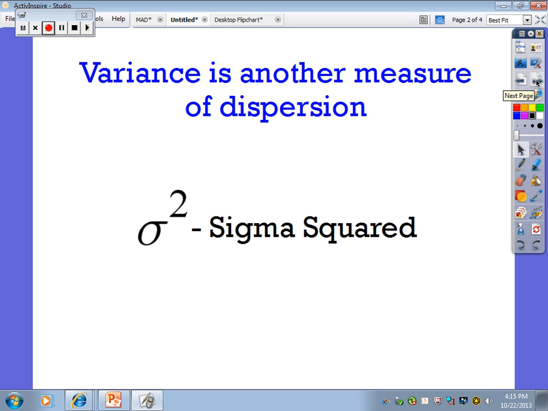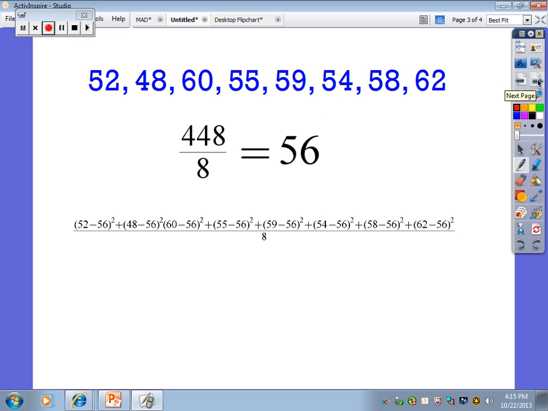Alright, so variance is another measure of dispersion. We use this symbol here, and that is read as sigma squared. Alright, sigma squared. So that is how you say that. To calculate the variance of any set of data, we're going to take a look at the data we used in the last video.